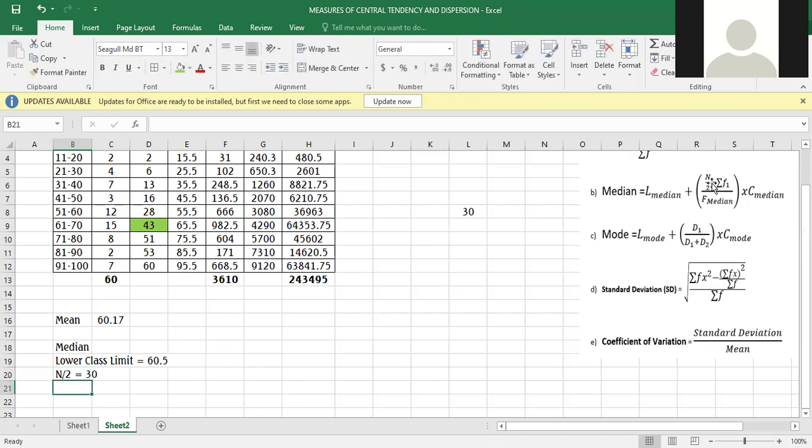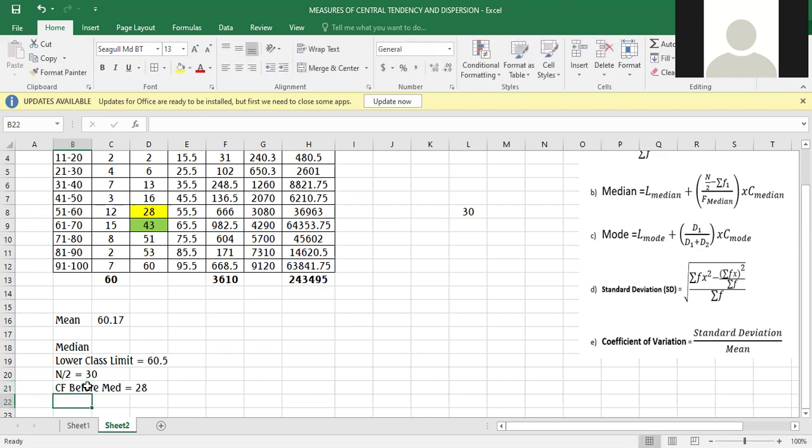Then this one is the cumulative frequency before the median class. That is 28. Cumulative frequency before the median class, that one would be 28.